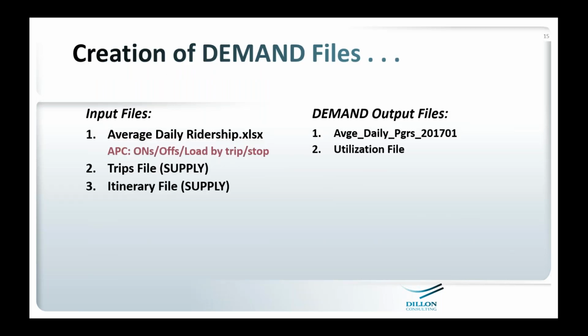So to create the demand files, we take the raw data that we get from OC Transpo in this case. We combine it with some of the trips information and the itinerary information from the supply file, and we create a couple of output files. The most important one is what we call the utilization file. I'll just show you what that looks like.